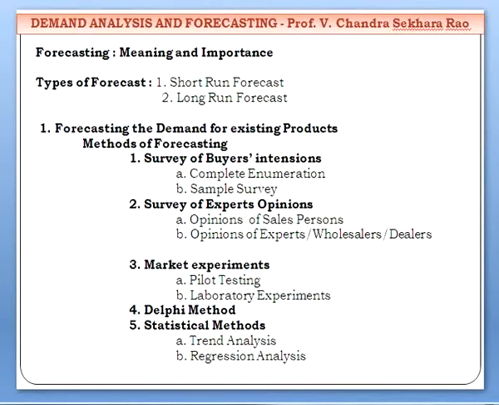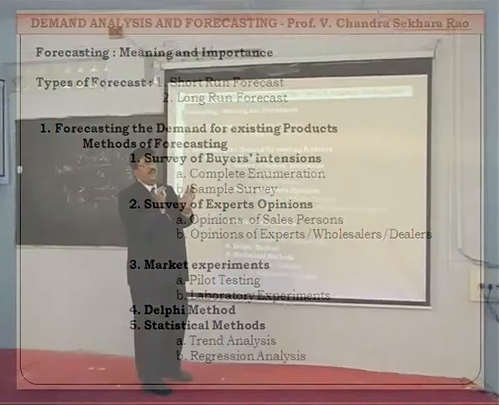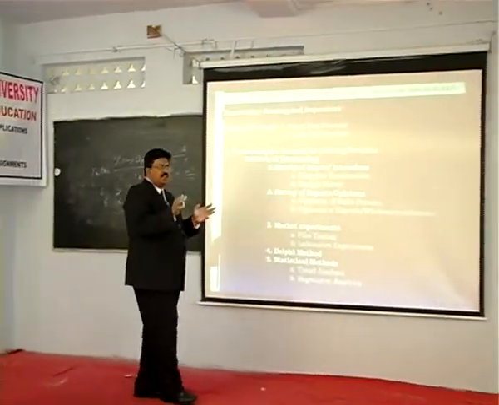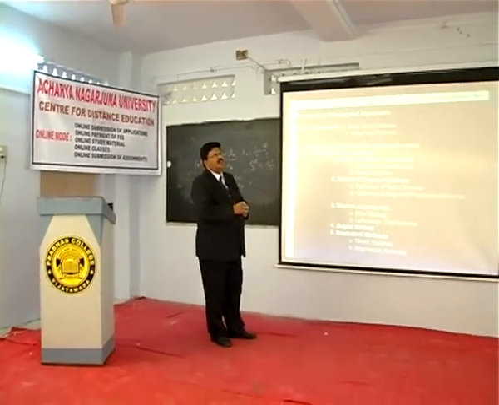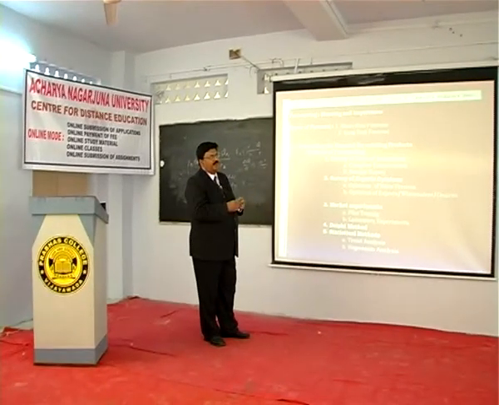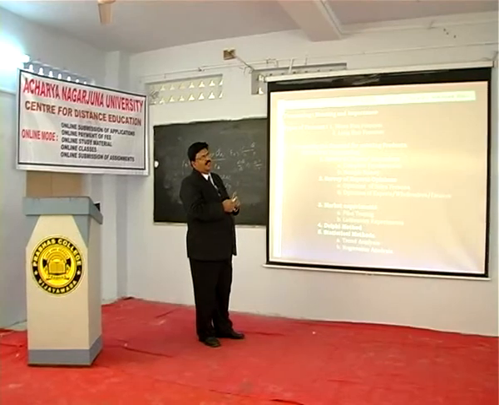And if the number of customers is small, you can take the complete enumeration method. Say a very small group of customers is there, then it is better to contact each and every customer and know their intentions, and accordingly you add the purchase quantities of each individual to get the total market quantity or total demand for the product by all the customers. That is simple addition.